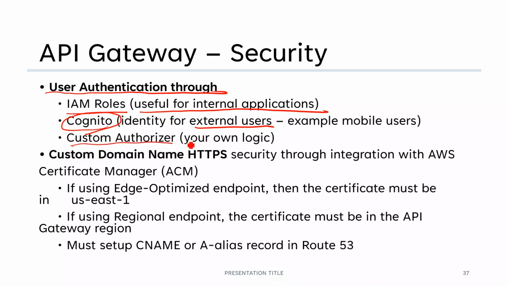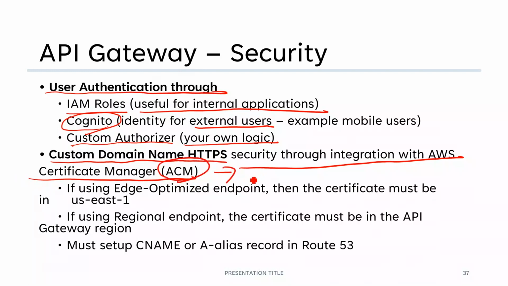Then there is custom authorization. You can write your own logic also. For example, you are using Spring Boot and Spring Security for your authorization and authentication. You can write the logic using Spring Boot, whatever you want. Custom domain name HTTPS security is through integration with AWS Certificate Manager, ACM. If you are going for HTTPS instead of HTTP, then you can integrate with ACM. Basically ACM is where you store your TLS certificates, so you can integrate with that also.